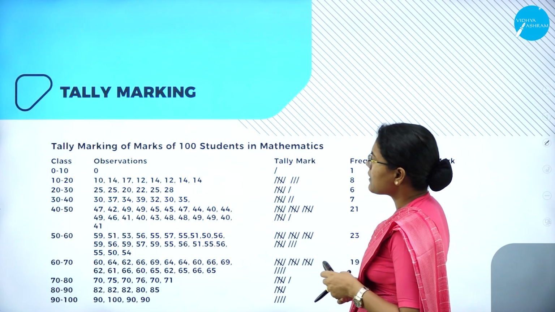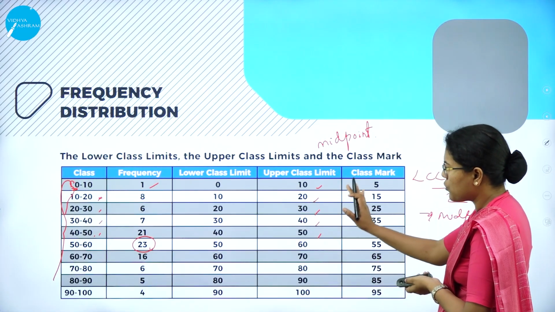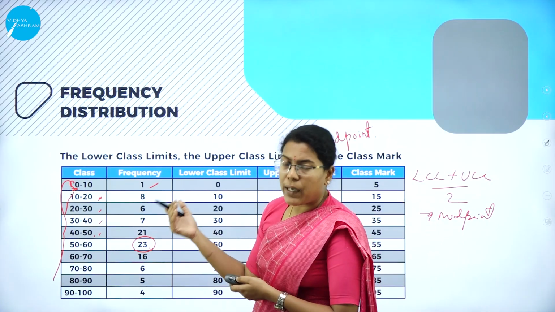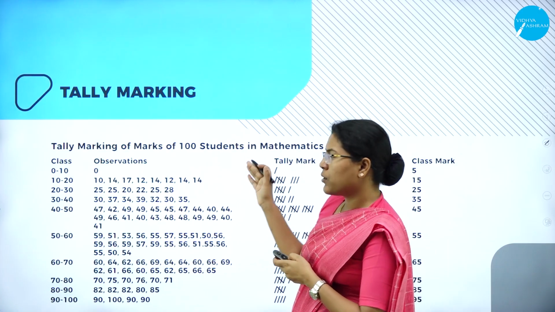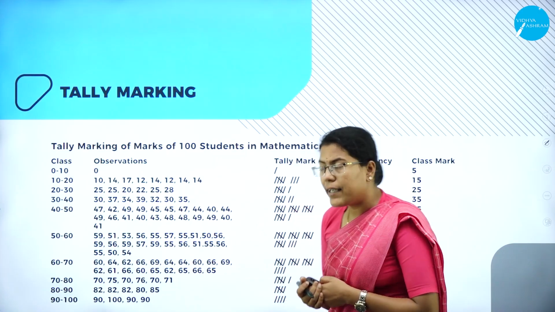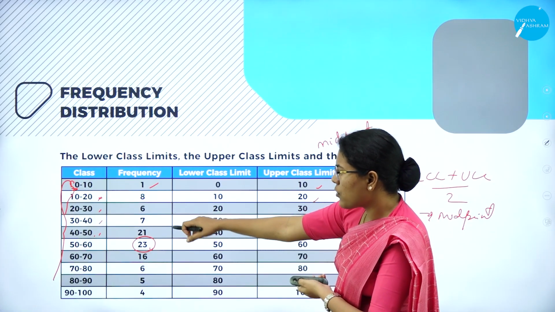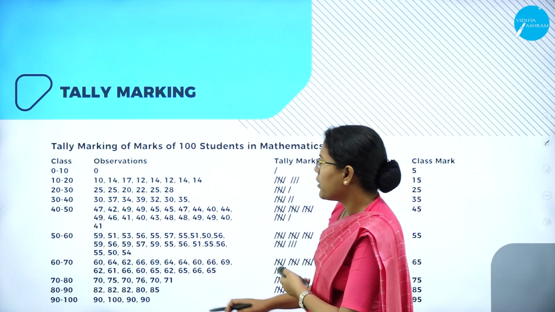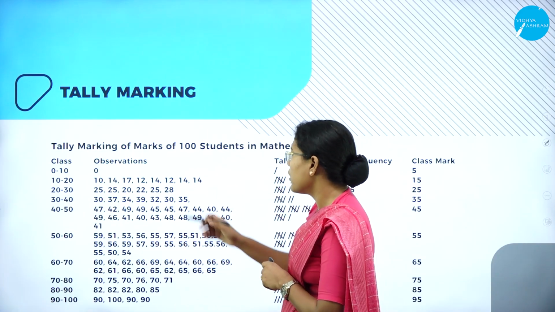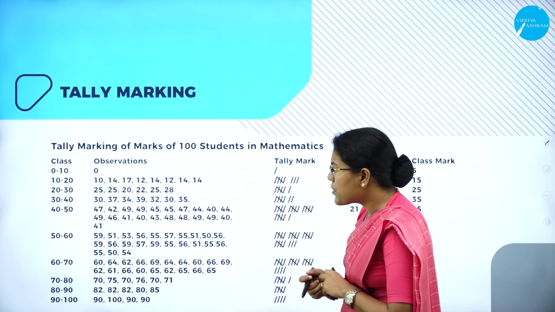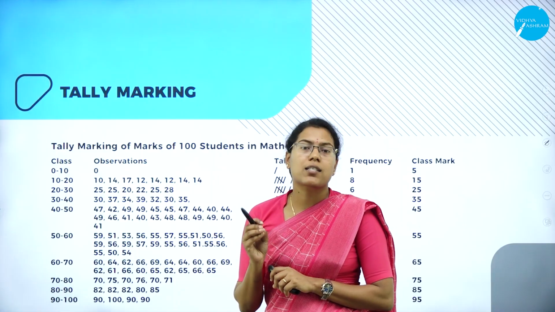Moving forward, let us learn what is tally marking. If we take the same example of this frequency distribution, and prepare a tally marking, how do we do it? It is very similar to the frequency distribution table. We will write the class. Same as in the previous frequency distribution, the classes are 0 to 10, 10 to 20, 20 to 30, 30 to 40, like that. The next column is observations. Observations means how many students have scored and what those marks are.